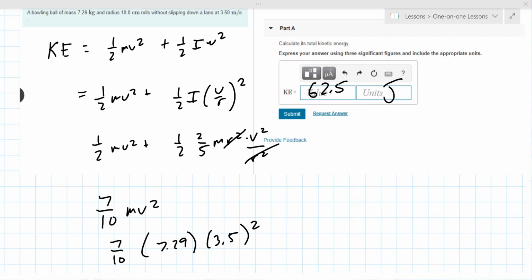Putting it in right now. 62.5. Okay. That's correct.